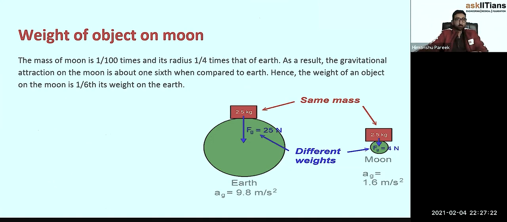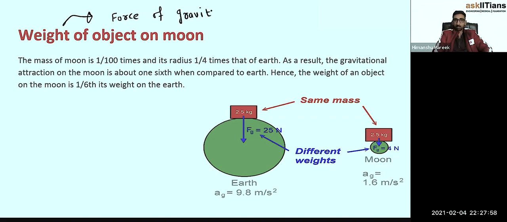Okay. Now the last topic for the day, and then we will take a few questions and end the class: weight of the object on the moon. First of all, let us understand what the weight of an object on the earth is, then let's go to the moon. When I talk about the earth, suppose we have a 2.5 kg object. What is the weight basically? The force exerted by gravity. That's the weight, the force of gravity.